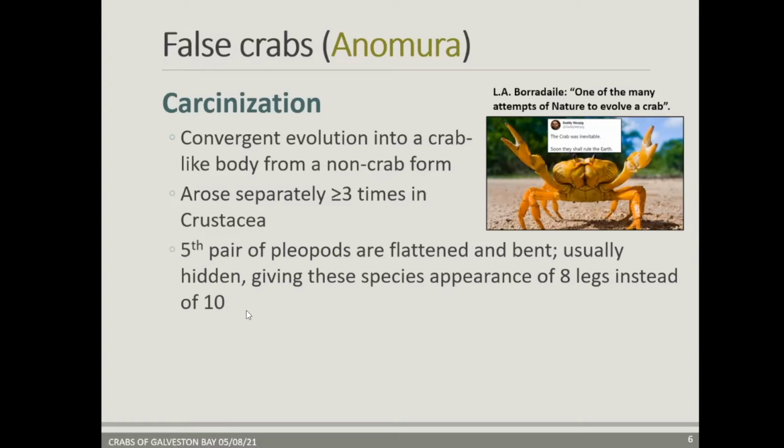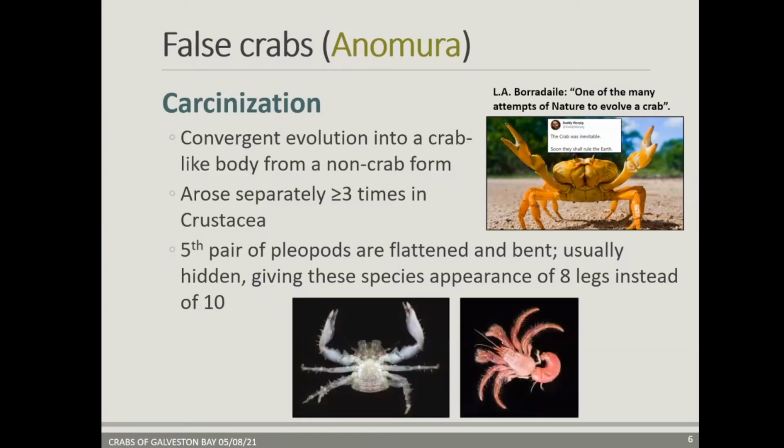One of the characteristics of the Anomura that we don't see in the true crabs is that their 5th pair of legs, or pleopods, are flattened and bent and usually hidden, so that when you look at these crabs, they appear to have 8 appendages instead of 10. They're still decapods, but they appear not to be decapods. And here's a couple of pictures of them.